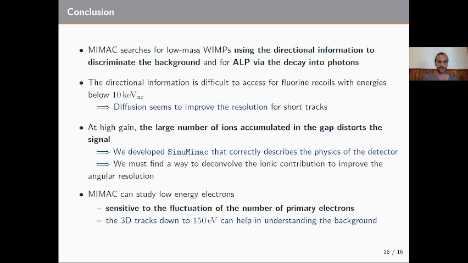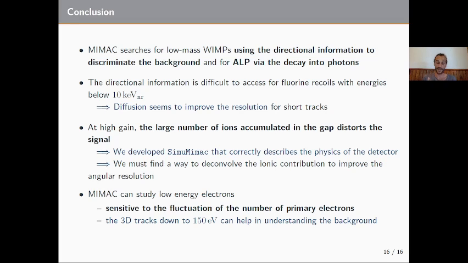I must now conclude this talk saying that MIMAC can search for a low mass WIMP with the directional information, and that can be used to discriminate the background, and at the same time it can search for axion-like particles via the decay into photons. The directional information is difficult to access at low energies, below 10 keV, and we have seen that the diffusion could improve our angular resolution. And this is something pretty new, because usually people try to reduce the influence of diffusion. We say that for some millimeter tracks, diffusion could help us.